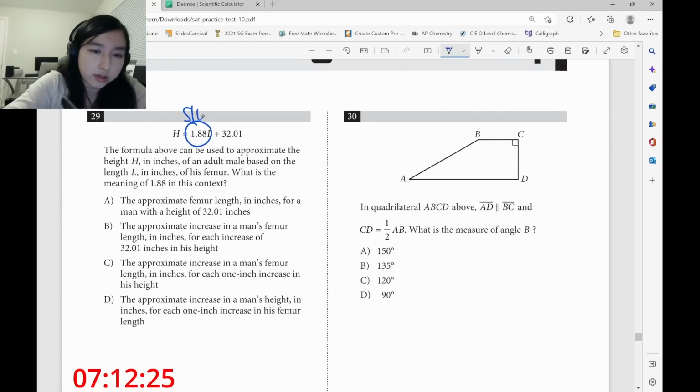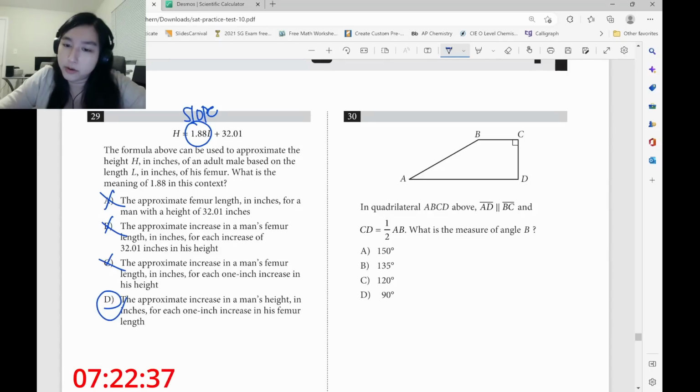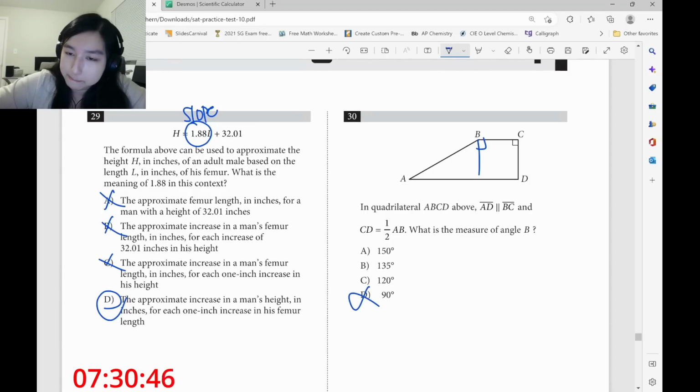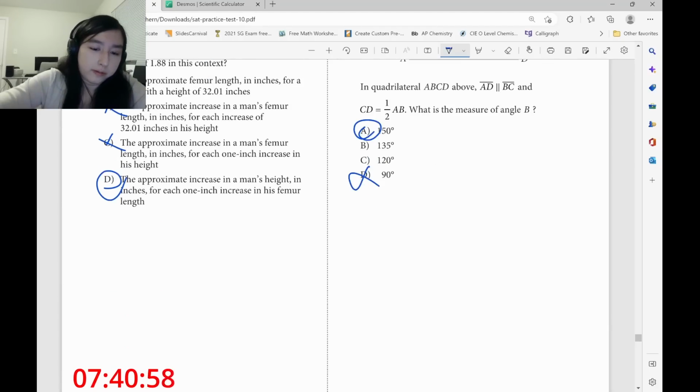1.88. Slope. Slope means increase in h for 1L. Increase in h, increase in h, increase. There we go. Alright, what's the measure of dB? This is 90. So greater than 90. What else do we know? CD is what? CD is what? 30, 60, 90. This is 60, this is 150.